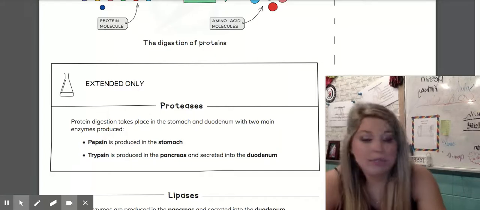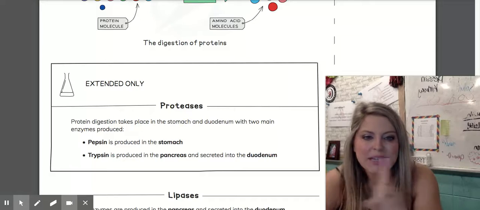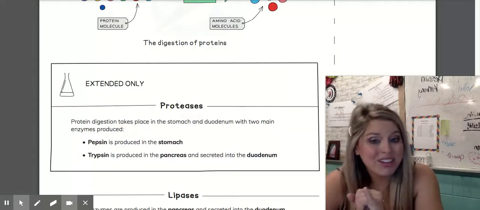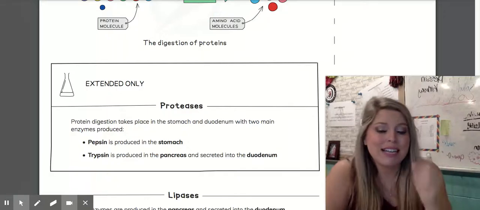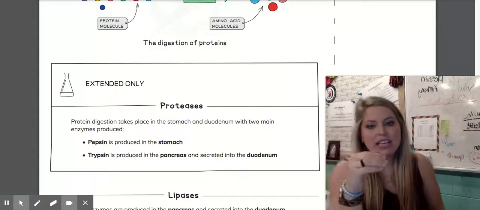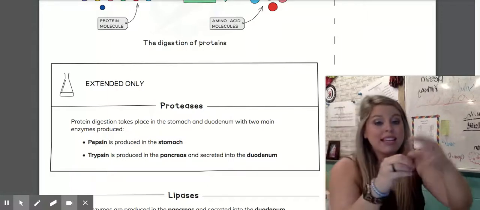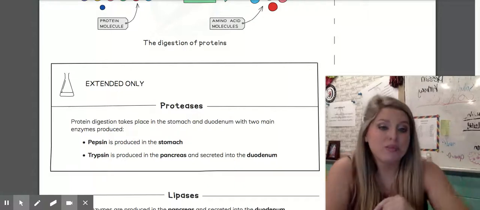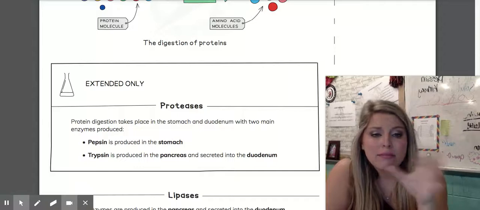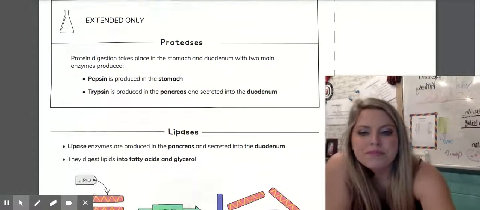Pepsin loves to be acidic because it's in the stomach, and we'll hone in on what hydrochloric acid does in the stomach here in just a second. And then trypsin is produced in the pancreas and secreted into the small intestine. It's a little bit higher on the pH scale, doesn't quite like to be as acidic as pepsin. That's why it is better to be found in your small intestine, because it's a more alkaline environment in the small intestine. Okay. So here we go.